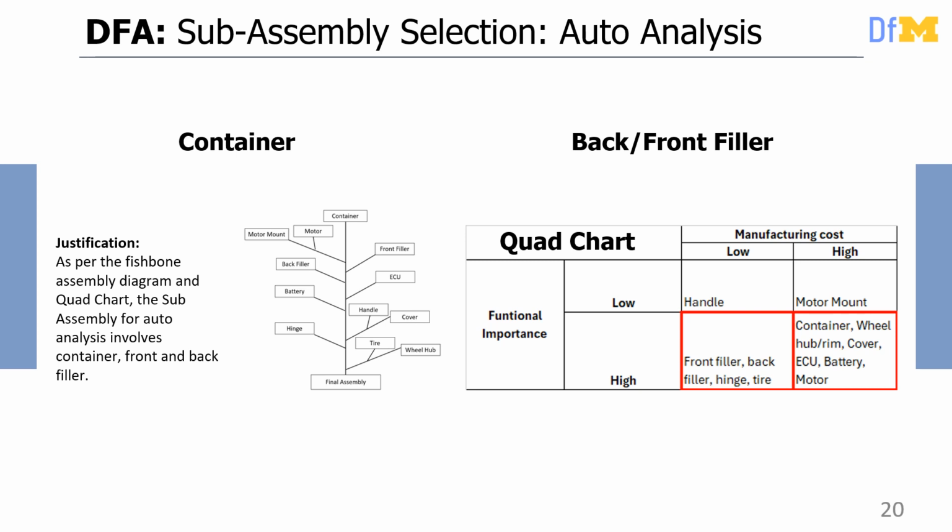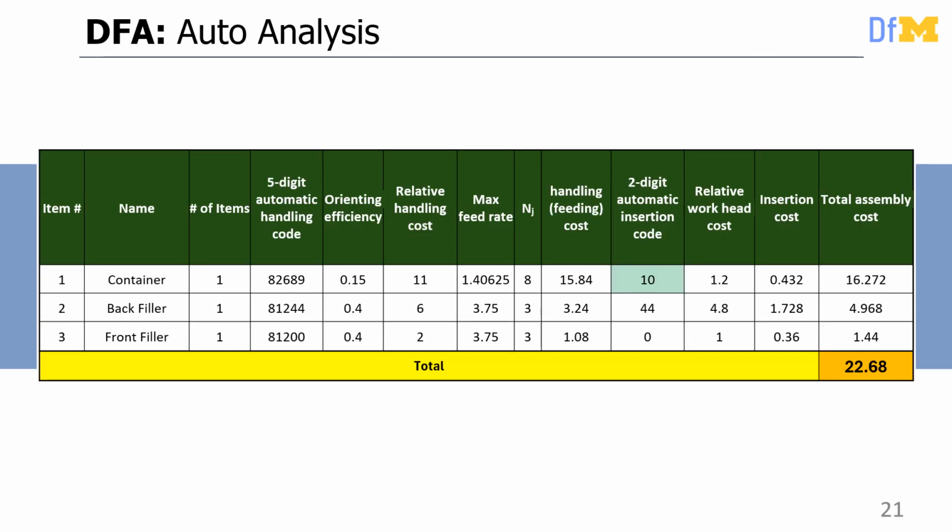As is clear from the quad chart, the container falls under the high importance, high cost section and is a justifiable choice for DFA automated analysis. Front and back filler, although low cost, have high functional importance, so reducing their cost further will have an evident impact on the cost and operation of the part as a whole. This is the DFA automated analysis for the selected three sub-assembly components.